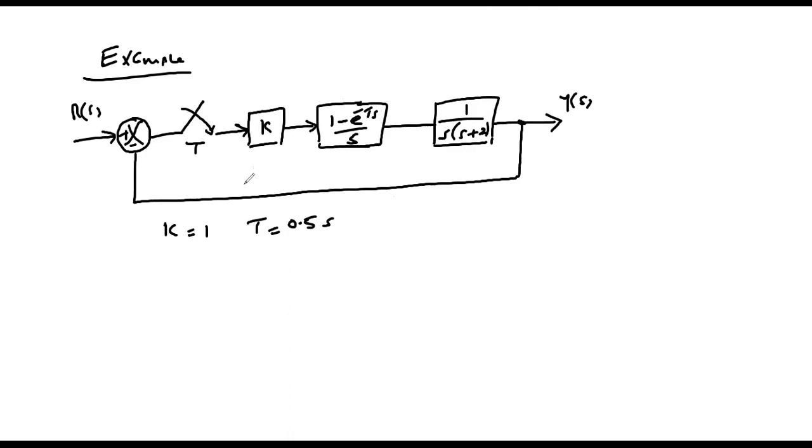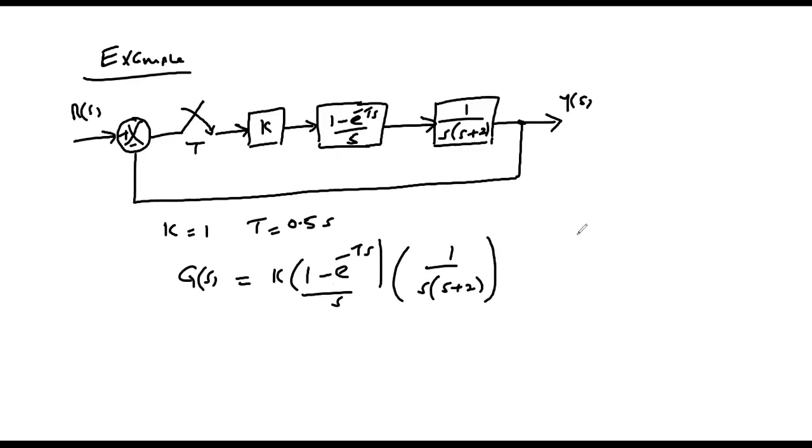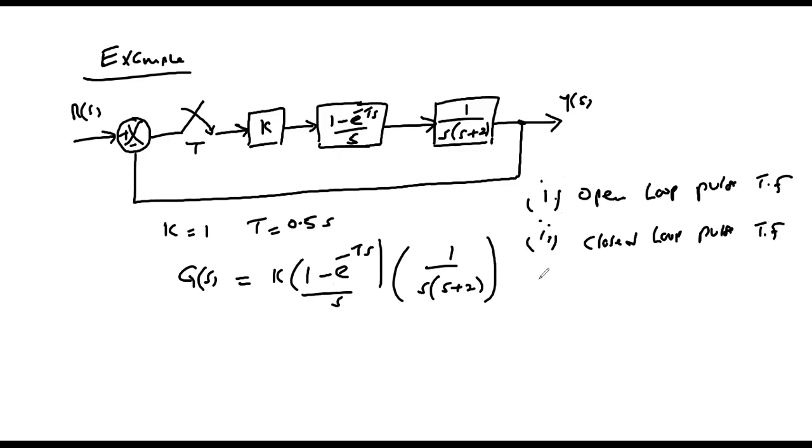From this, for the blocks in cascade, we can obtain the transfer function G of S as the product, which is K into 1 minus exponential negative TS over S, multiplied by 1 over S into S plus 2. And we are supposed to determine, number one, the open loop pulse transfer function. Number two, we determine the closed loop pulse transfer function. And lastly, we determine the difference equation for the given system.